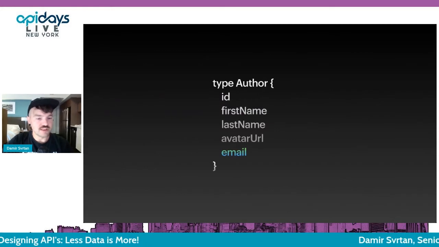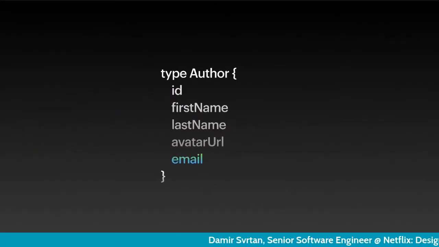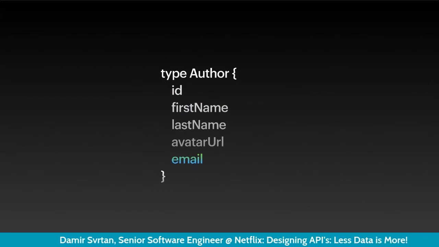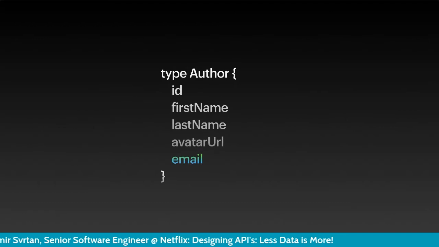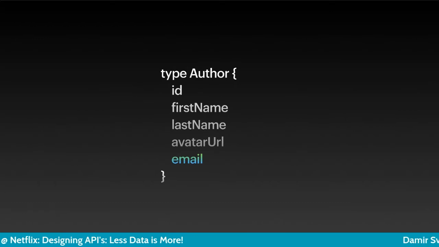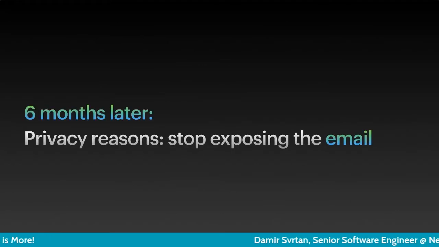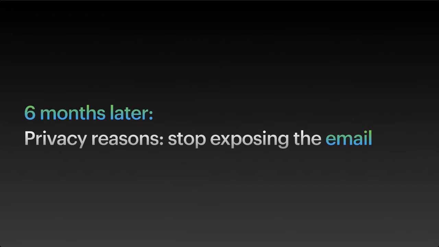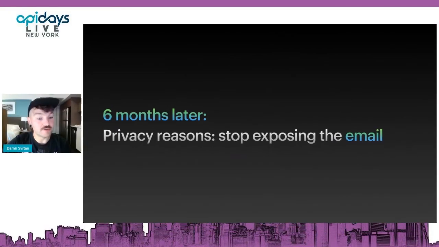So the friendly API developer goes into some kind of a markup for building APIs. It doesn't matter what this is. Looks similar to a GraphQL. It can be whatever. And besides the ID, the first name, last name, and avatar, the friendly API developer adds the email field as well. Now, imagine a scenario. 6 months later, for privacy reasons, we need to stop exposing the email. I'm not making this up.